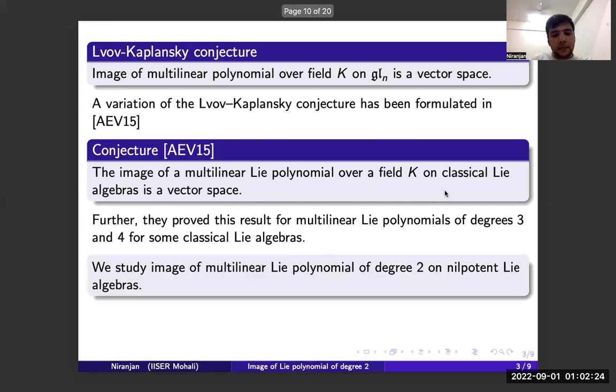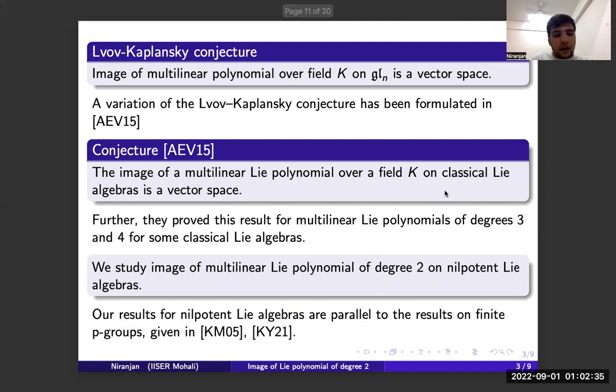We tried a similar problem, but not on classical Lie algebras, rather on nilpotent Lie algebras, and the starting point is the multilinear Lie polynomial of degree 2. Our results for nilpotent Lie algebras are parallel to the results on finite p-groups.